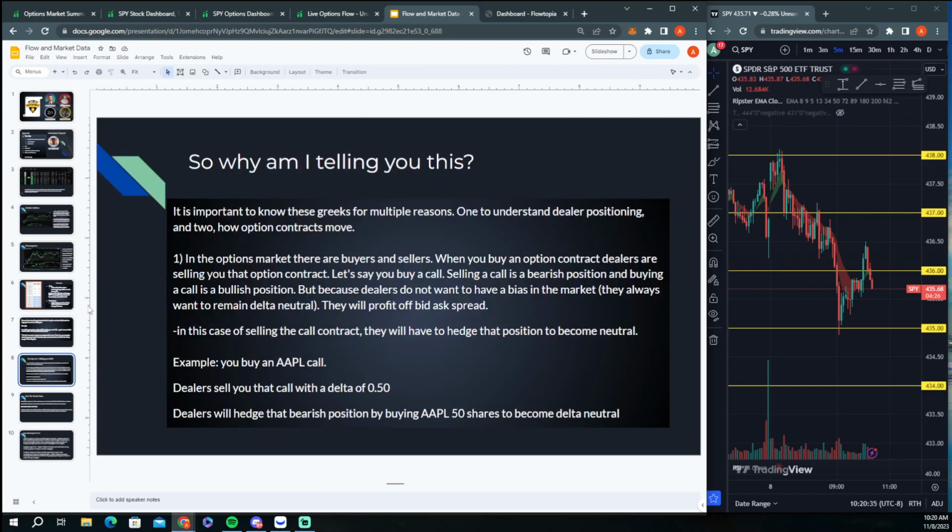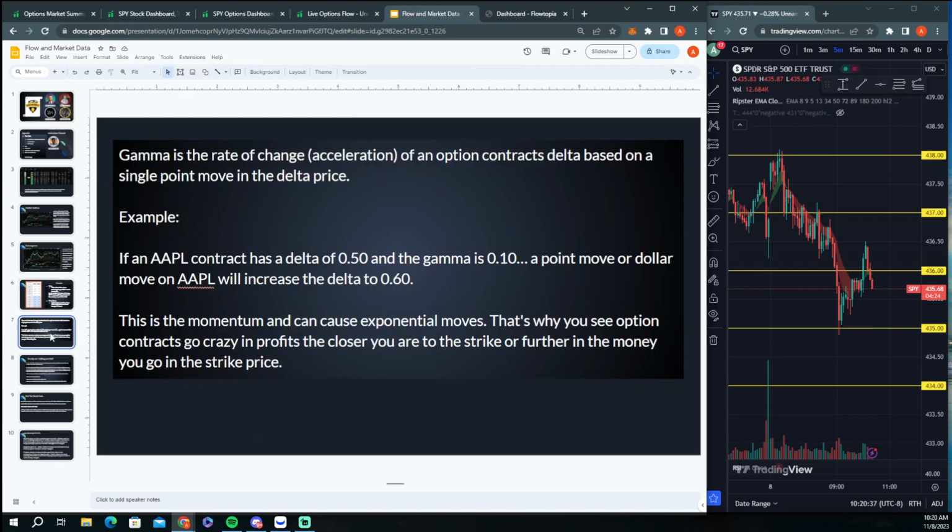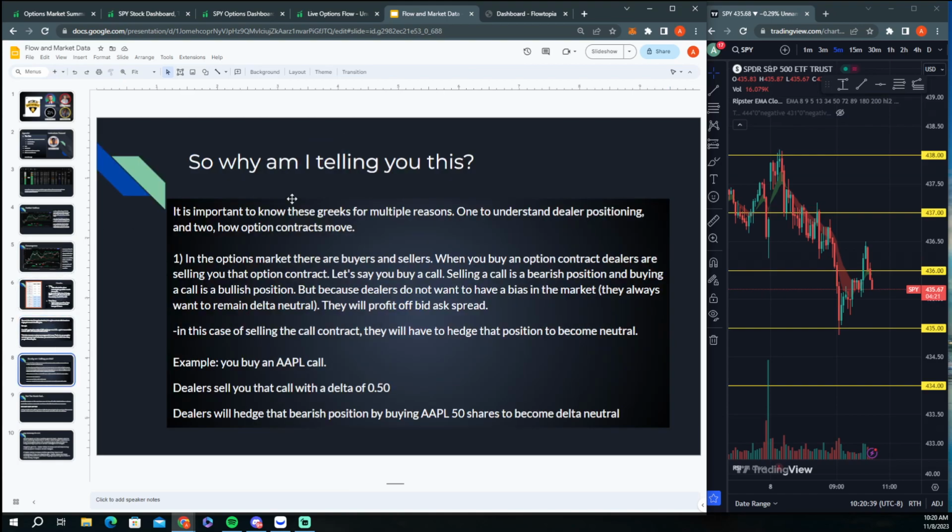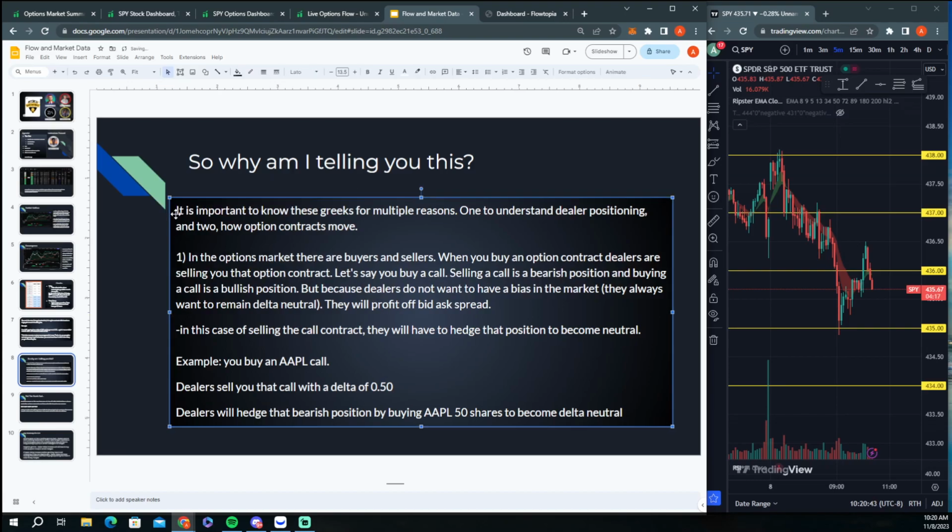Okay, so let's move this. So why am I telling you, wait, did I skip them? Okay, so why am I telling you this about gamma and what that is? There are two important things to know for multiple reasons. One is to understand the dealer positioning, and two is how option contracts move, and that's kind of what I explained to you just previously. So let's talk about dealer positioning a little bit.